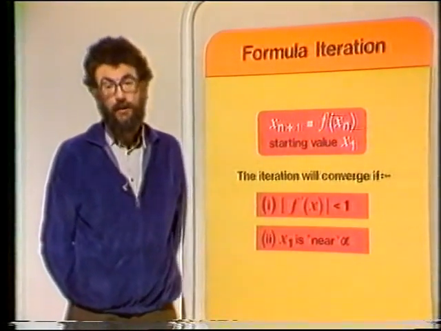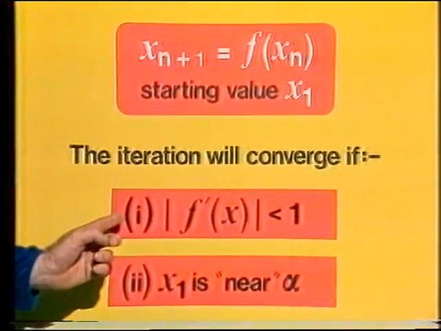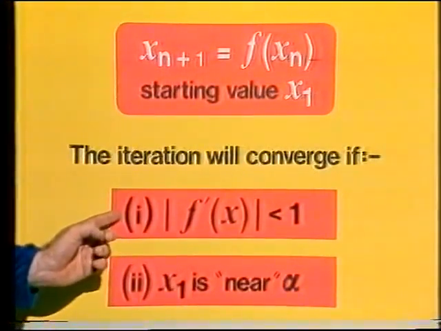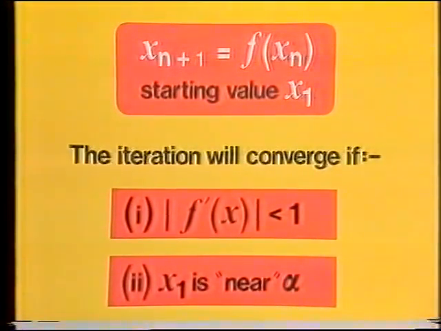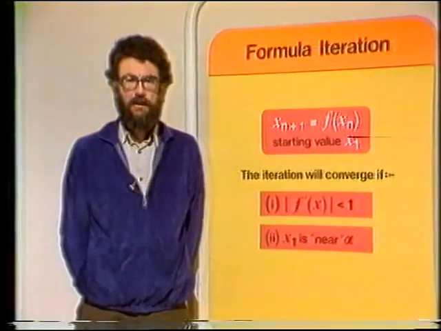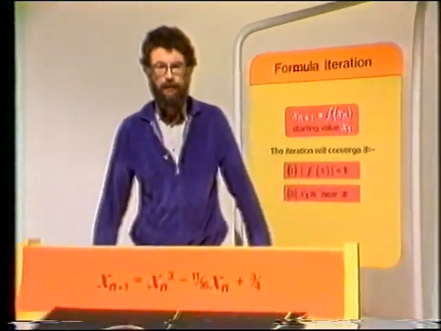So now we have 2 conditions to check for a guarantee of convergence. The first condition is essentially a check on the function itself. The second condition is a check on the starting value. Between them, these two conditions will guarantee us a convergent sequence. So let's finish by going back to our problem from the start of the program.